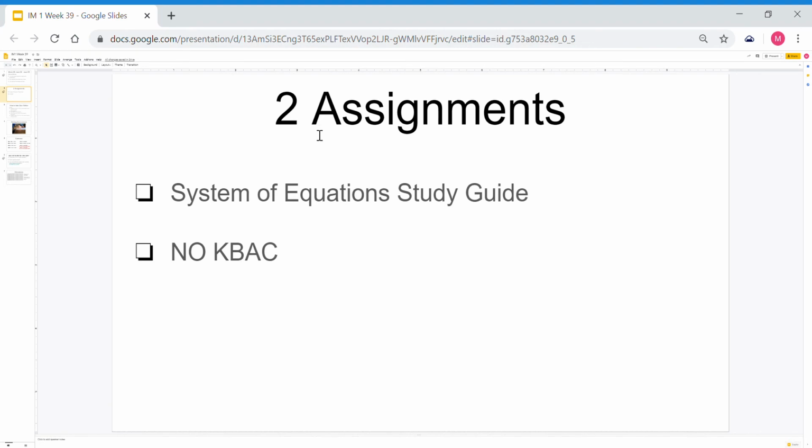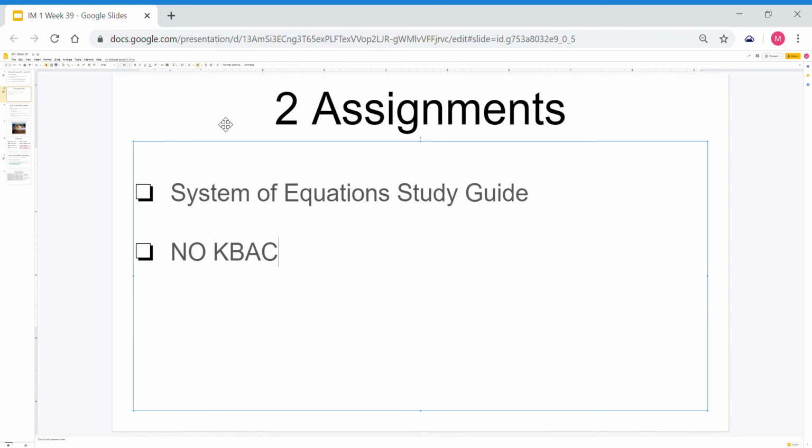You only have one assignment this week, not two. That assignment is System of Equations Study Guide. There is no KBAC.